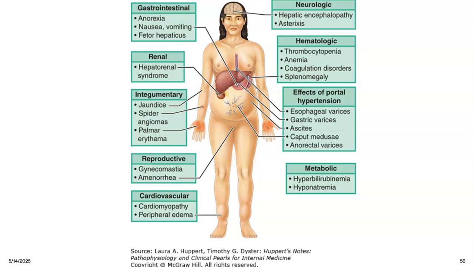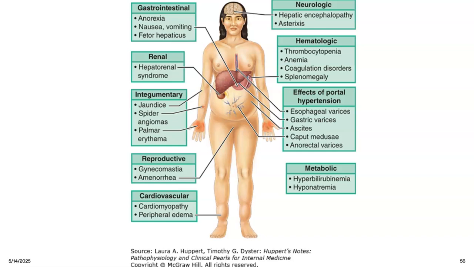People with compensated cirrhosis may have few to no symptoms. People with decompensated cirrhosis may have many manifestations. These can include GI manifestations like anorexia, nausea, and vomiting. They may develop kidney failure from hepatorenal syndrome. They will likely have jaundice, spider angiomas, and palmar erythema, gynecomastia, and amenorrhea in menstruating patients.